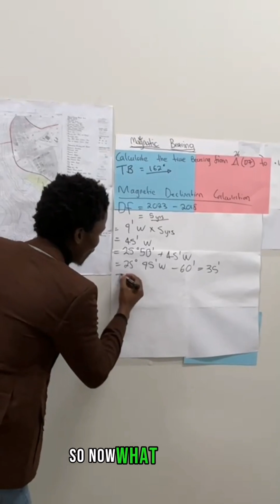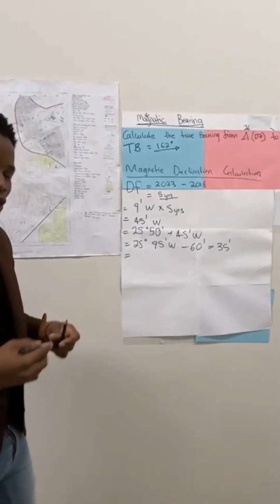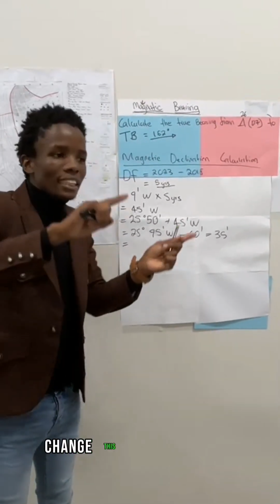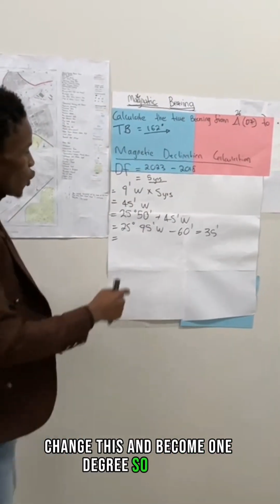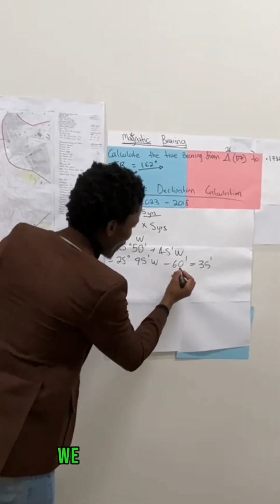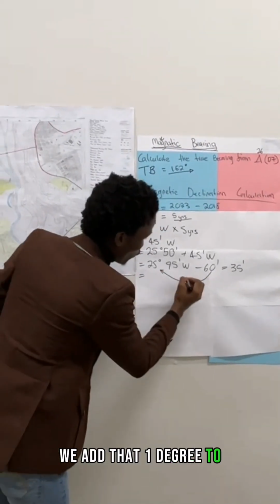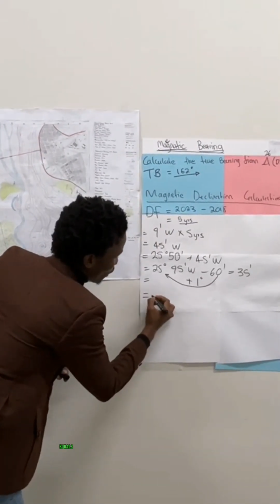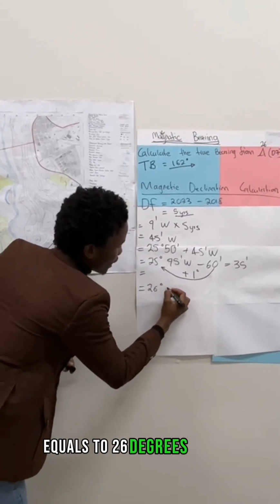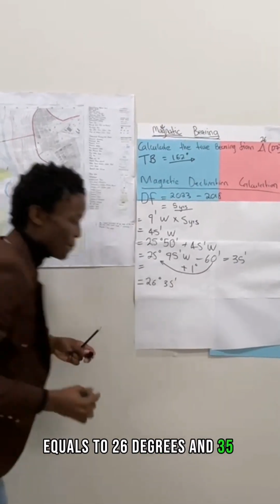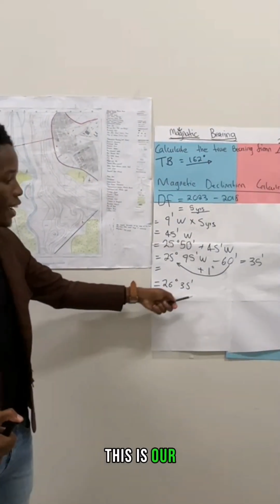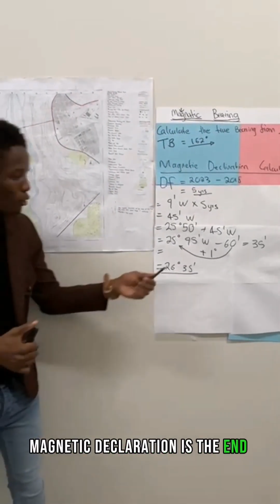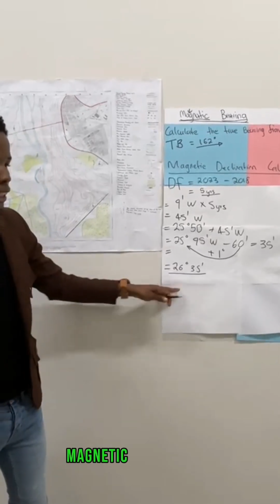So now, what do we have? Know that for every 60 minutes that you subtract, it becomes 1 degree. So we add that 1 degree to 25. So now what we have equals 26 degrees and 35 minutes. This is our magnetic declination. This is the end of the calculation of magnetic declination.